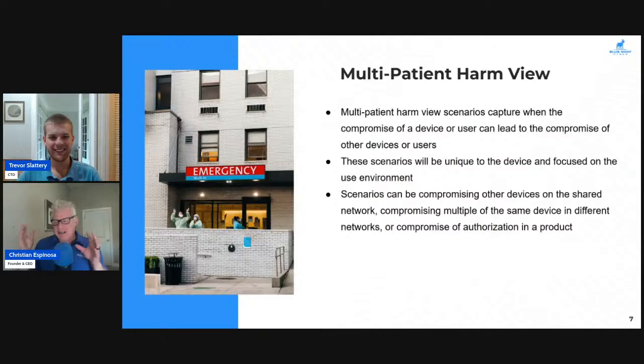Log4j. But if that compromises one medical device, then technically it could compromise that same device at multiple healthcare delivery organizations, which can affect multiple patients. Is that the lens we're looking through here, or a little bit different?